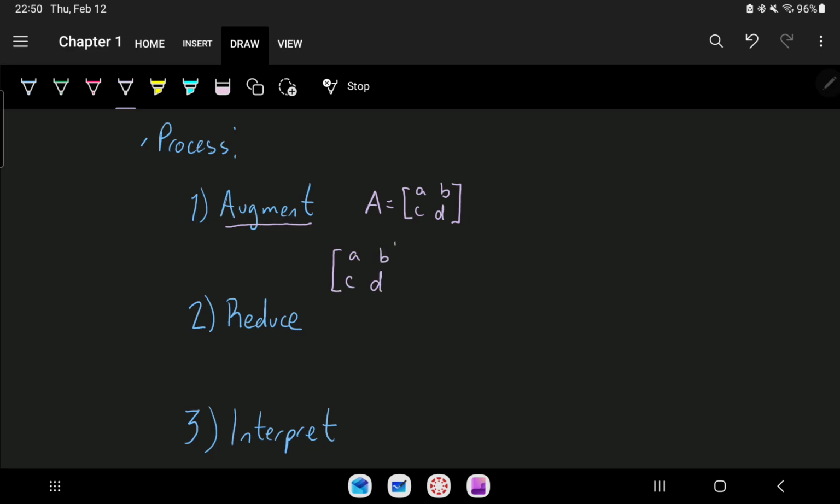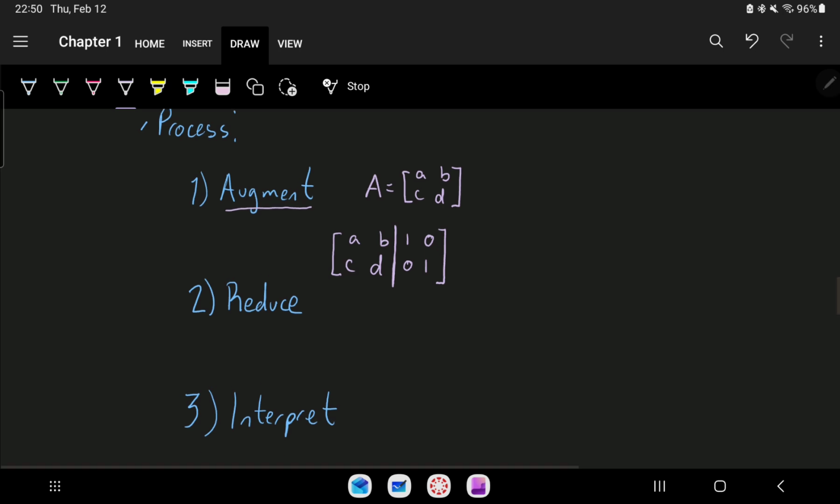If you remember augmented matrices, we're just going to draw this line, going to augment it with the identity matrix of the same size as A. Okay? Now, from here, we want to reduce it. We want to put it into reduced row echelon form, right?